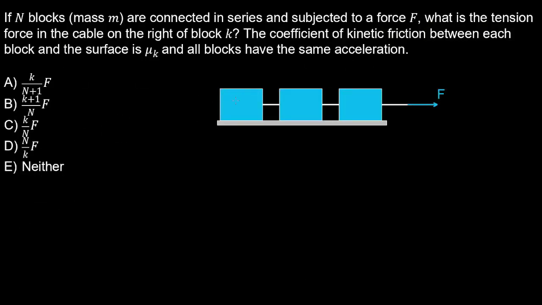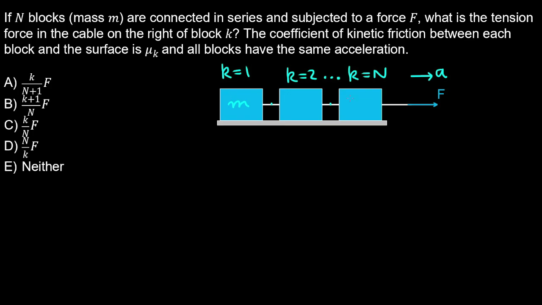If n blocks, each having a mass m, are connected in series and subjected to a force F, what is the tension force in the cable on the right of block K? So here we have block K equals 1, K equals 2, up to K equals n. And the coefficient of kinetic friction between the block and the surface is the same for all blocks, and all the blocks have the same acceleration.